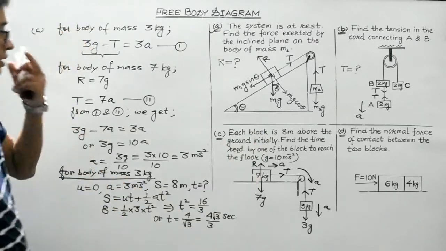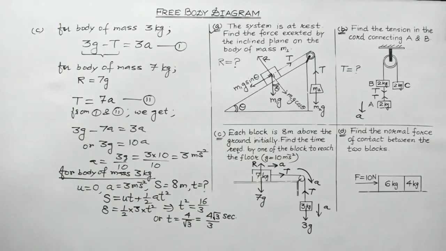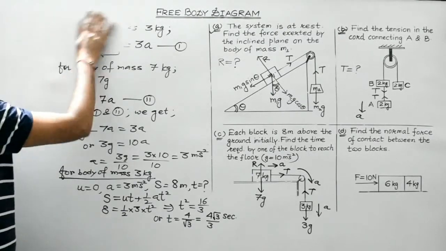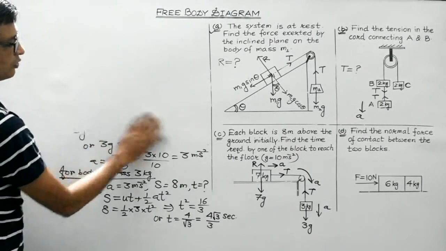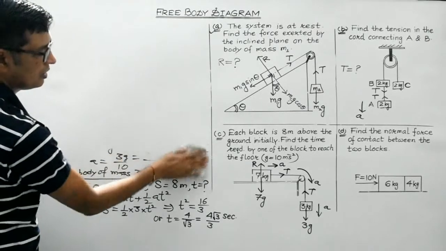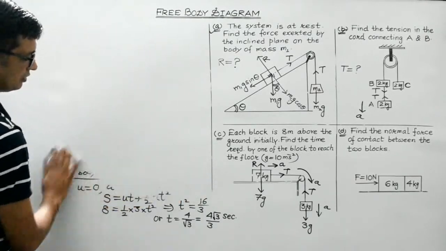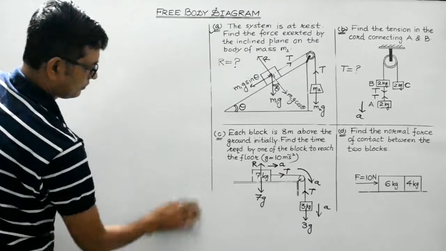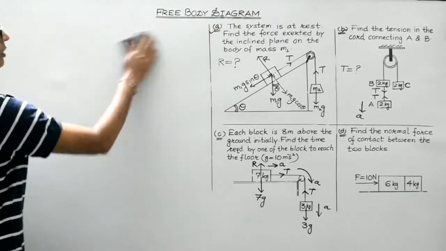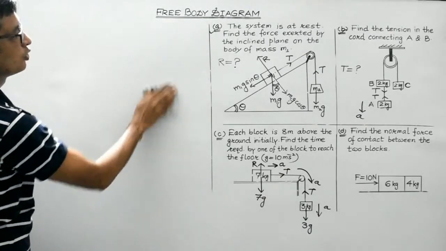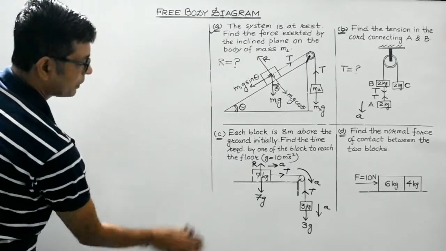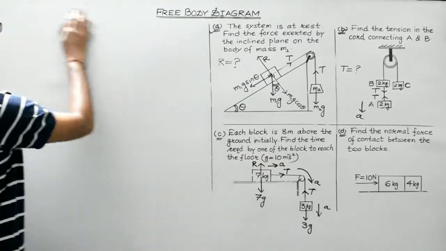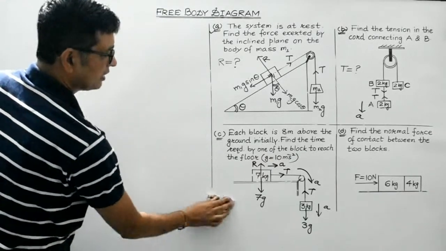Now let's proceed to the last question, D. That is, we are supposed to find out the normal force of contact between the two given bodies of masses 6 kg and 4 kg respectively. So let's try to evaluate it. Students, remember, normal force of contact between the two bodies, right? Normal means perpendicular.